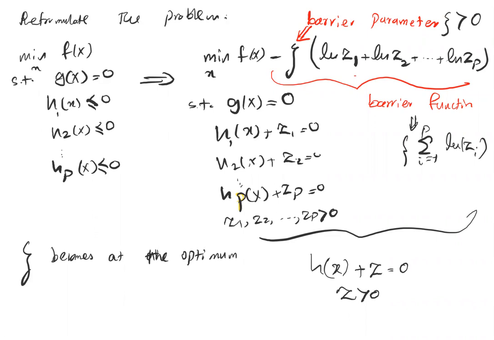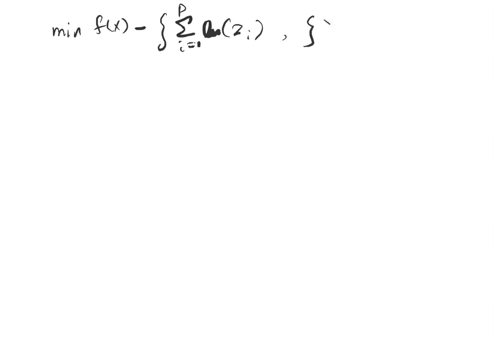Now I'm going to rewrite this formulation in the compact form. How do we do that? I just write it down as minimizing f of x minus zeta sigma i from 1 to p ln zi, where zetas are positive, subject to g of x equal to 0, our equality constraints, h of x plus z is equal to 0, and z's are positive.